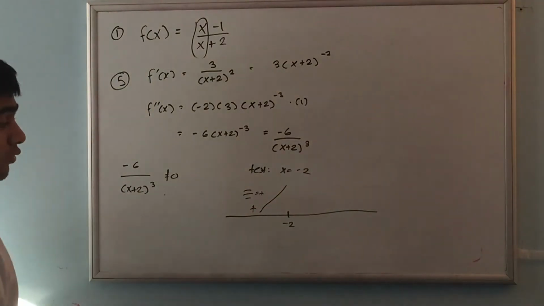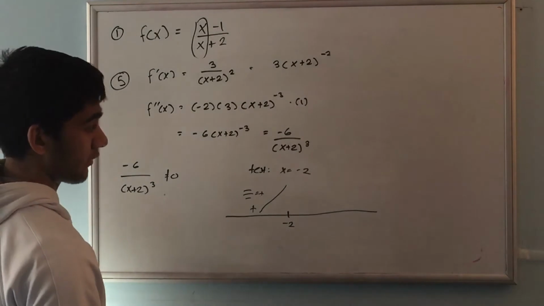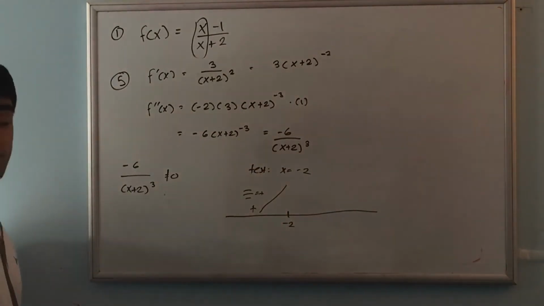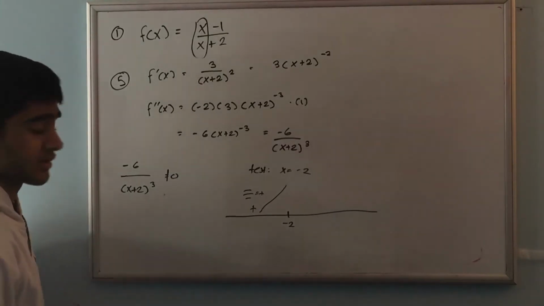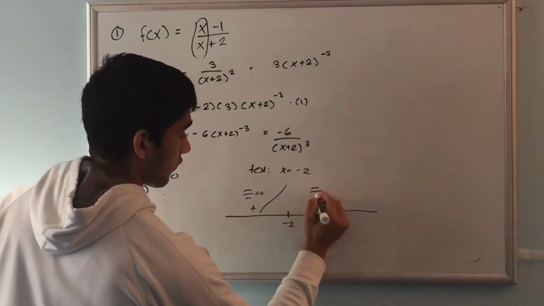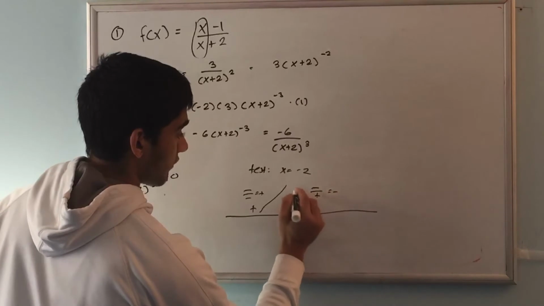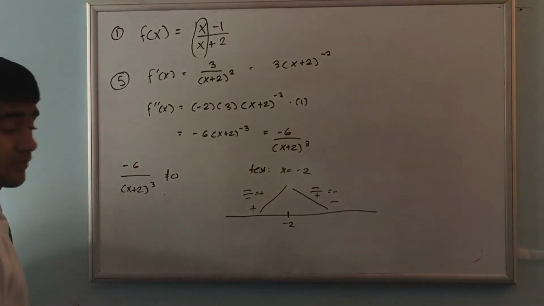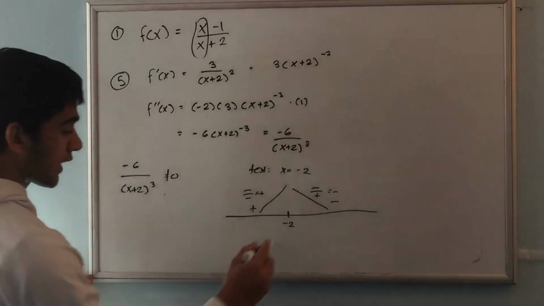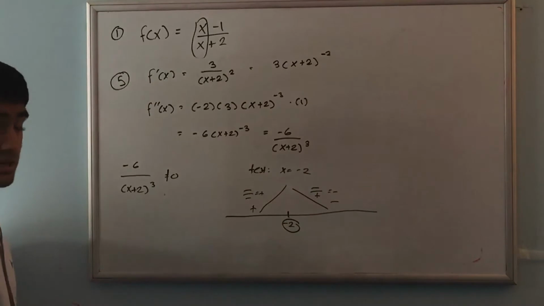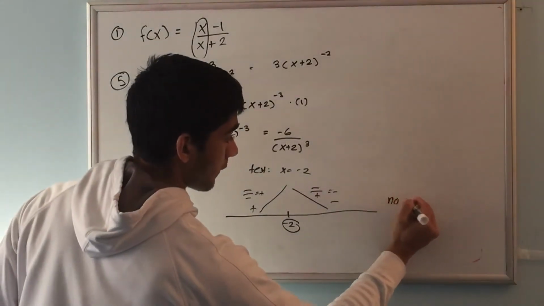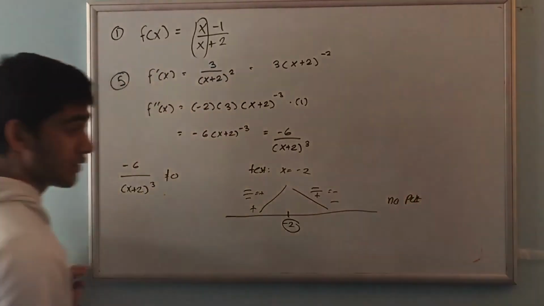If you pick a point right of negative 2, like 0, 0 plus 2 is 2, 2 cubed is 8, negative over a positive is equal to a negative, so we have a down sloping line like that. Notice that the concavity does change, it goes from concave up to concave down. However, we can't say this is a point of inflection because that point is undefined in the function, so there are no POIs, but the concavity does change.